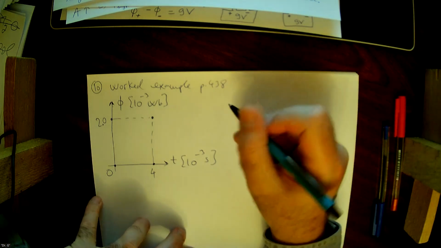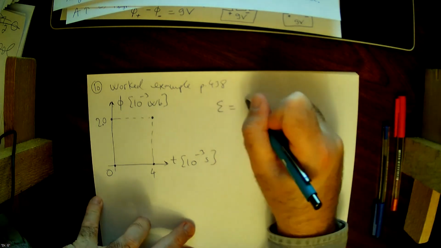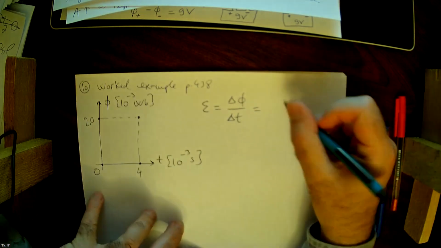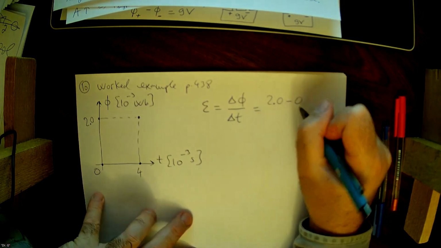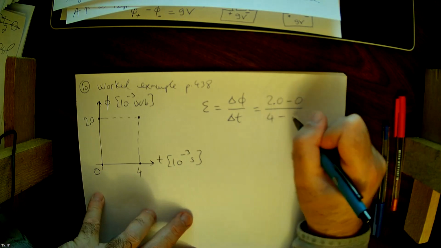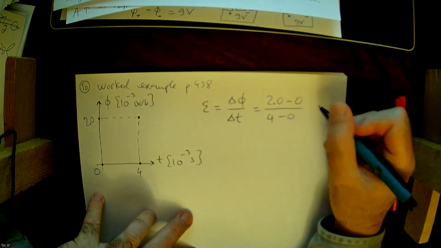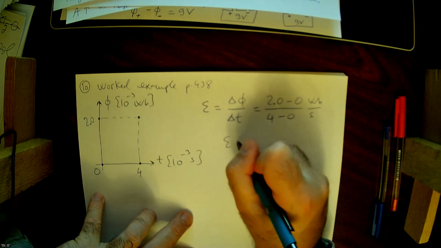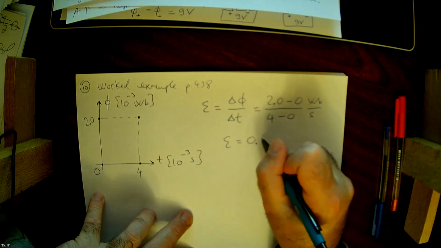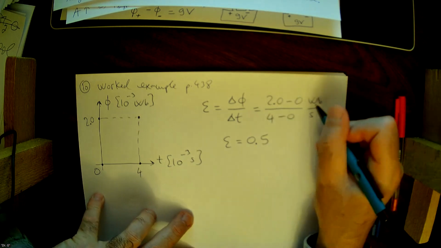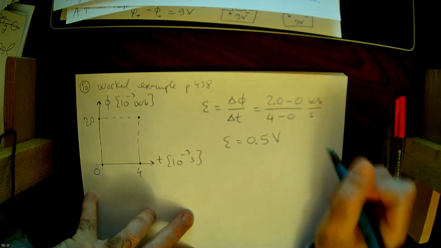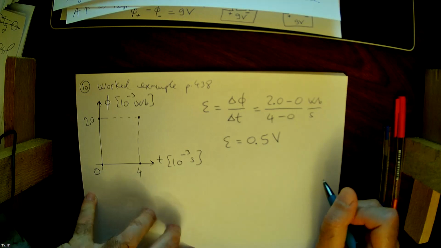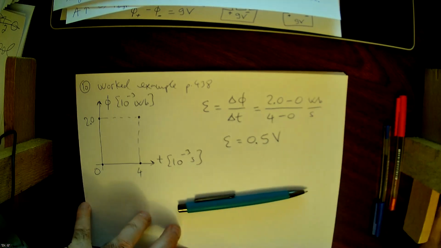So quite easily, E is equal to delta phi over delta T, the change in magnetic flux, 2.0 minus 0, over the change in time, 4 minus 0, Webers over second, that is 2 over 4, that is 0.5, and what is a Weber divided by a second? It is a volt, yeah? Okay. Super easy.